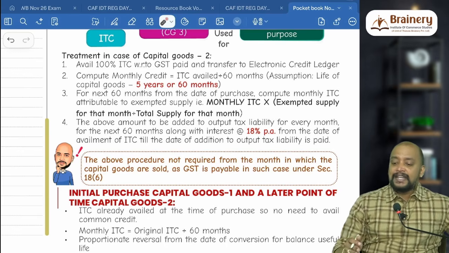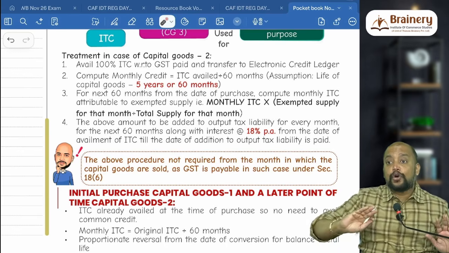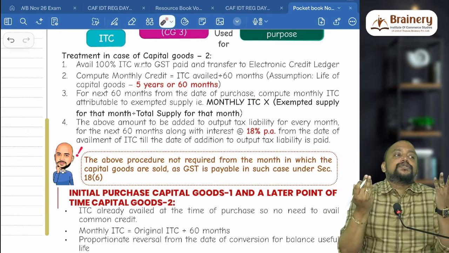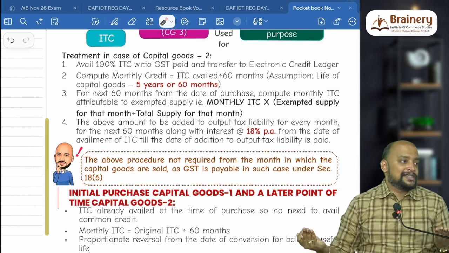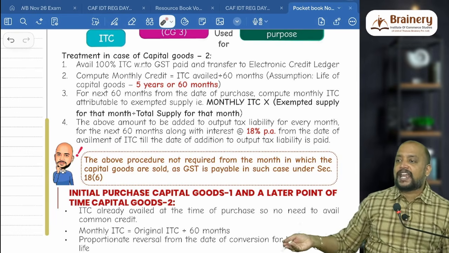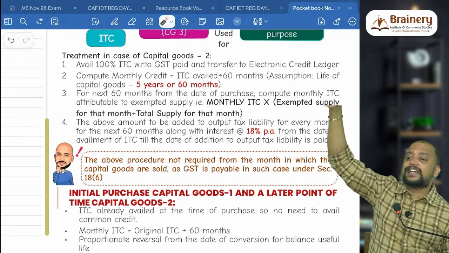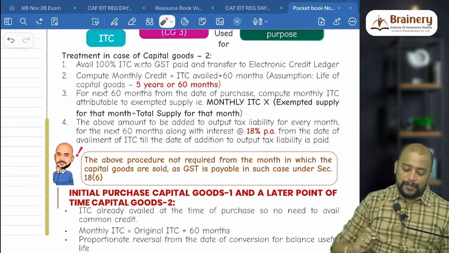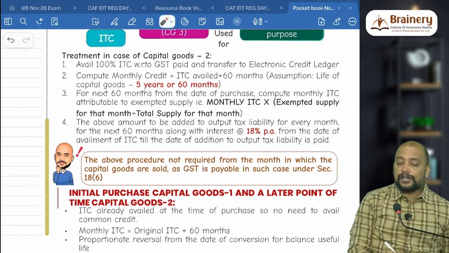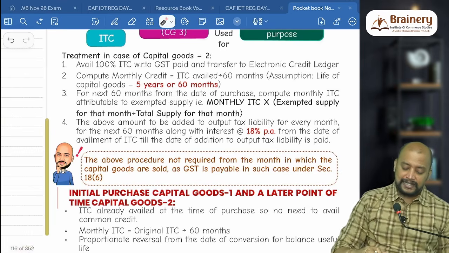And suppose in these 60 months, in any one month, we have sold the capital goods, this common capital goods. Should we do the reversal? No. When the capital goods are not with us, we don't have to do the reversal. For example, you used for 48 months and thereafter you disposed of the capital goods. You don't have to do the reversal. Anyhow, on disposal of capital goods on which ITC availed, 18(6) will come into the picture. The above procedure is not required from the month in which the capital goods are sold, as GST is payable in such case under 18(6).